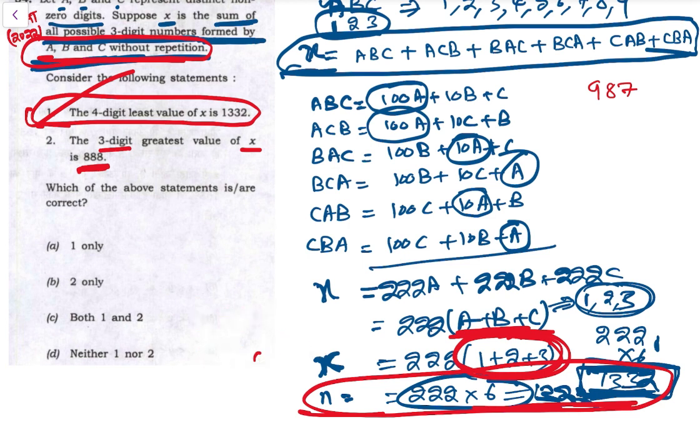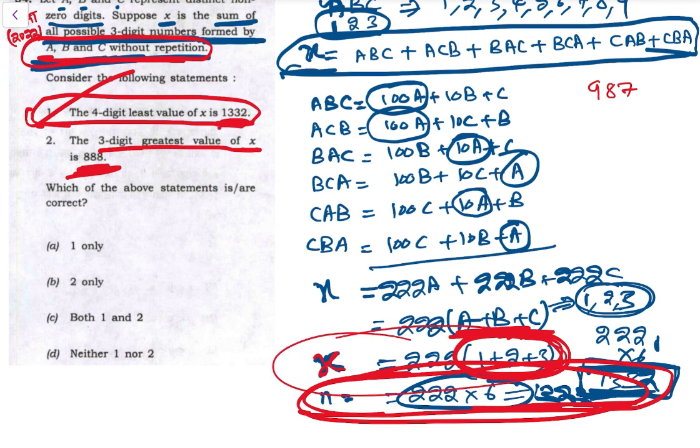अगर वो रिपीटिशन भी नहीं है, सो 3 digit greatest value of x तो है ही नहीं. द लीस्ट वैल्यू ही 1332 है, ठीक है. दैट लीस्ट वैल्यू ऑफ x इज 4 डिजिट नंबर, सो दिस वन इज इनकरेक्ट, ठीक है. सो द ऑप्शन इज ओनली वन इज करेक्ट, ठीक है.